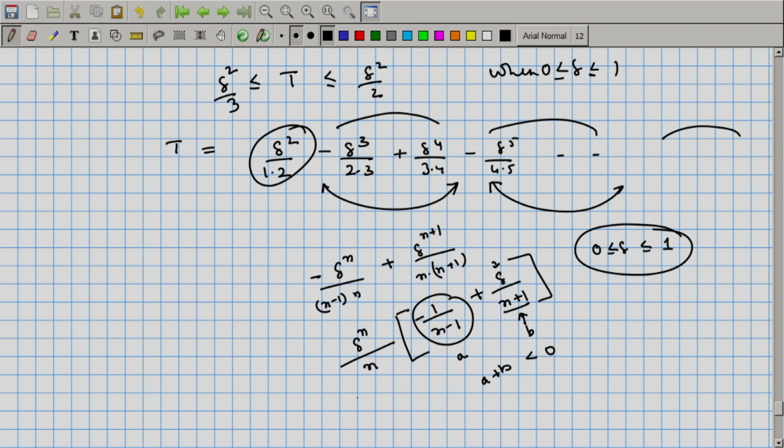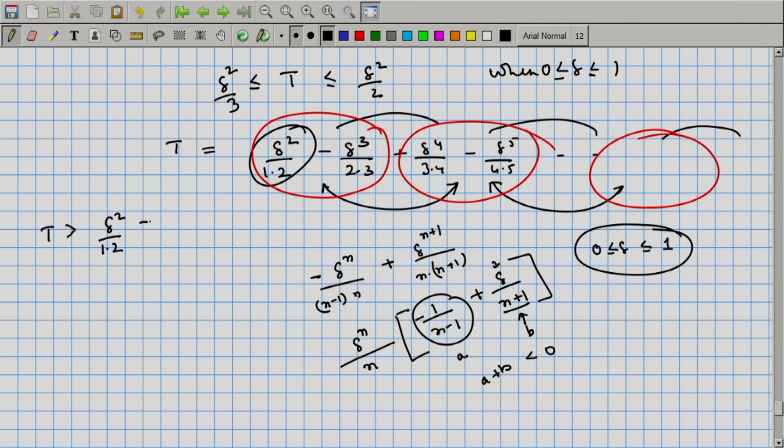the summation in a slightly different way, that is, if you take these two together and the next two together and the next two together, you can see that each of these terms is going to be positive. Okay. So, therefore, t is going to be greater than delta square by 1 into 2 minus delta cube by 2 into 3, okay, and this is equal to delta square by 3 into 3 by 2 minus delta by 2.